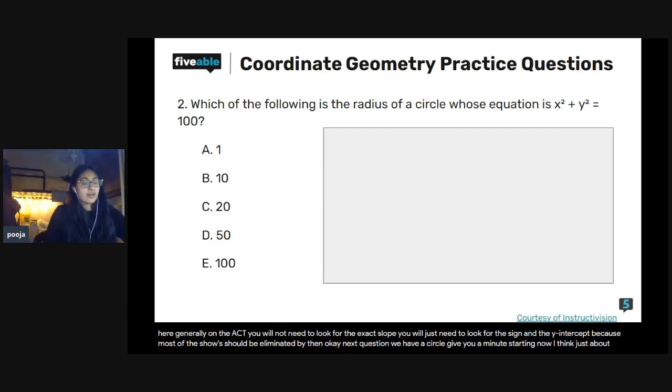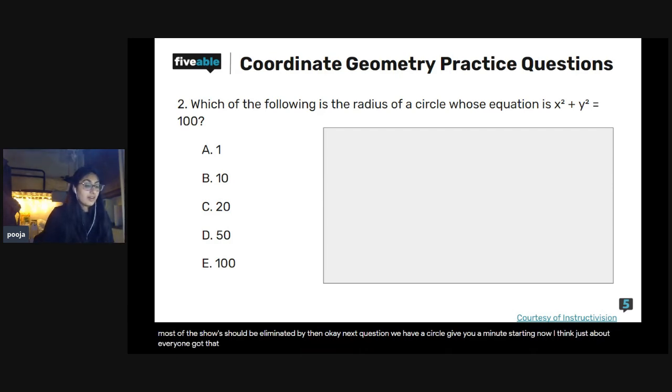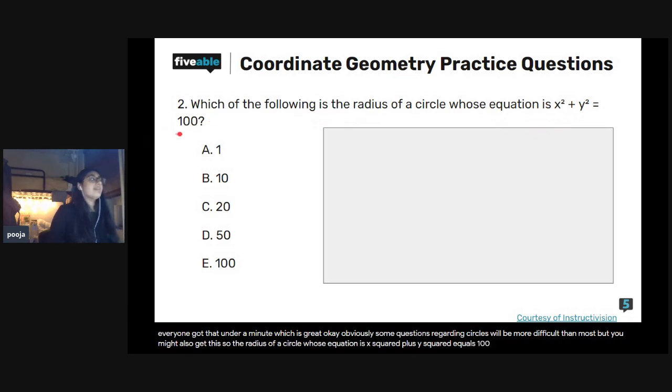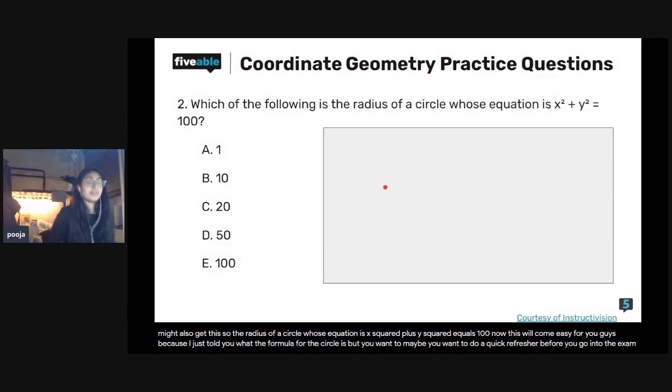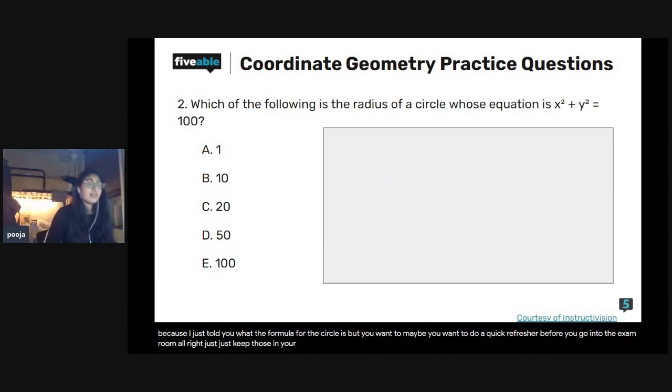I think just about everyone got that under a minute, which is great. Okay. Obviously, some questions regarding circles will be more difficult than this, but you might also get this. So, the radius of a circle whose equation is x² plus y² equals 100. Now, this will come easy for you guys because I just told you what the formula for the circle is. But maybe you want to do a quick refresher before you go into the exam room. All right, just keep those in your head.